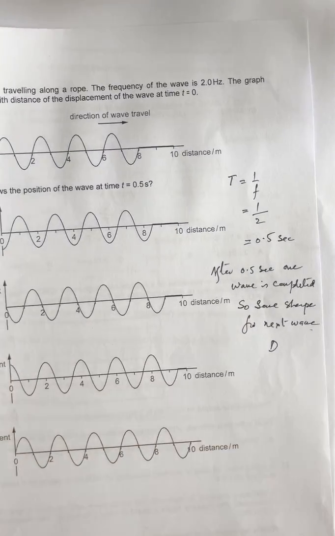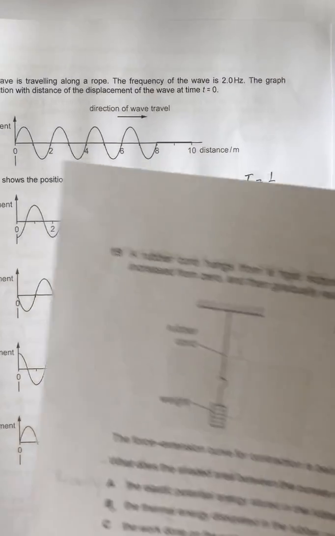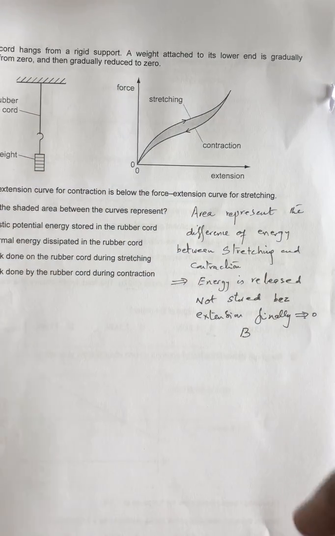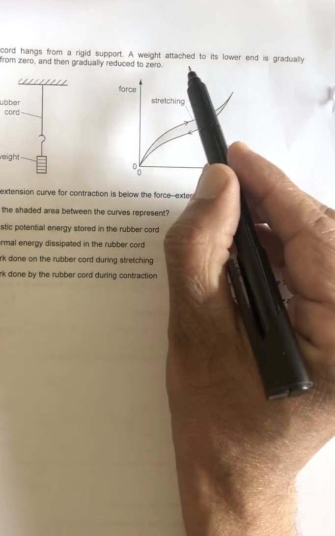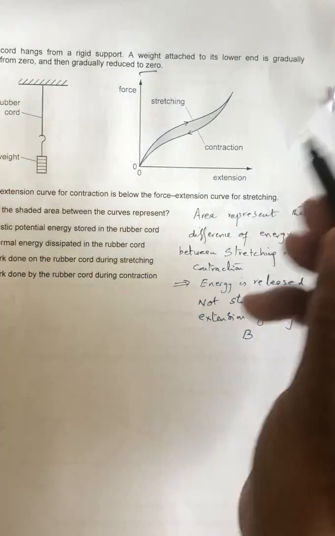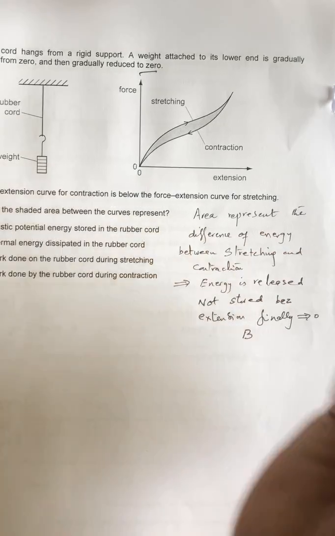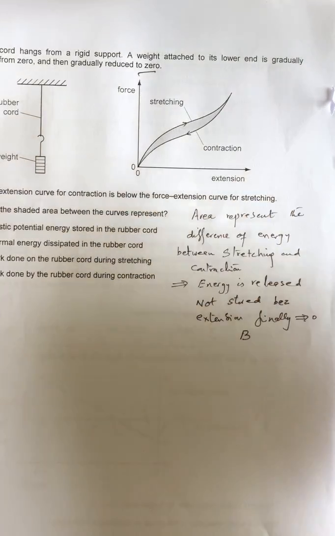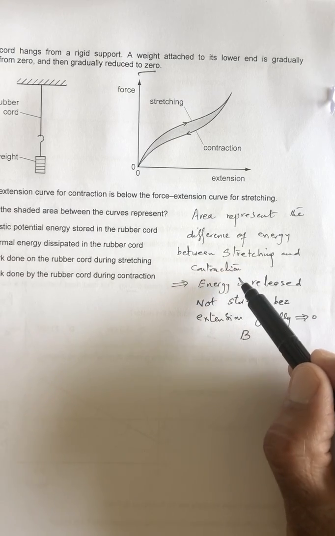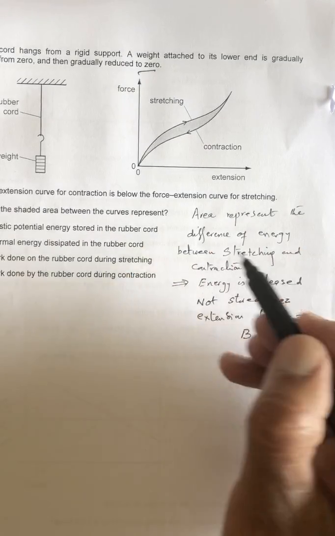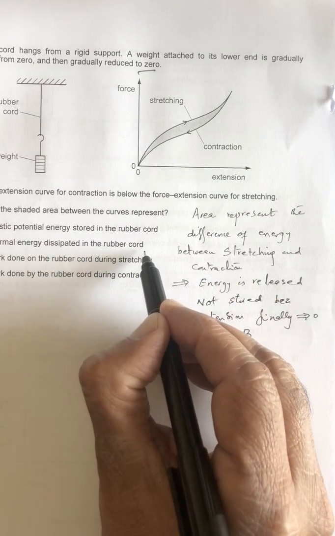And next question is 19. A rubber cord hangs from a rigid support, and the weight attached to its lower end gradually increases from 0 and then reduces to 0. So no permanent deformation. The area represents the difference of energy between the stretching and contraction. So energy is released in the form of heat. So this answer is thermal energy.